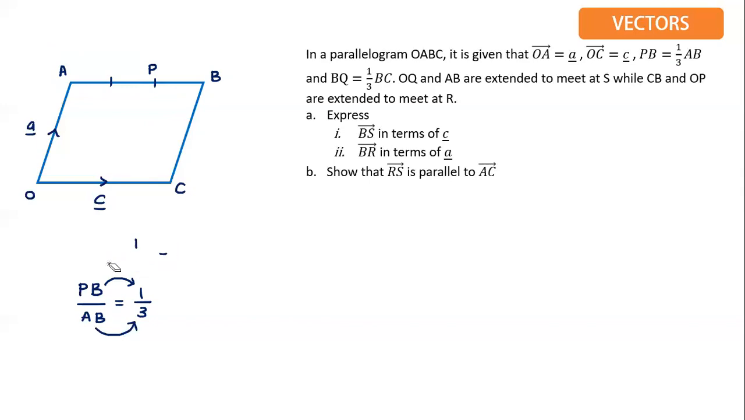Okay, done. I remove this, so I move on to the next ratio. This is the next ratio, it's given. That is BQ equals 1 over 3 BC. Got it? Okay, same idea. We're going to separate the alphabets and the numbers to two sides. So BQ over BC equals 1 over 3.